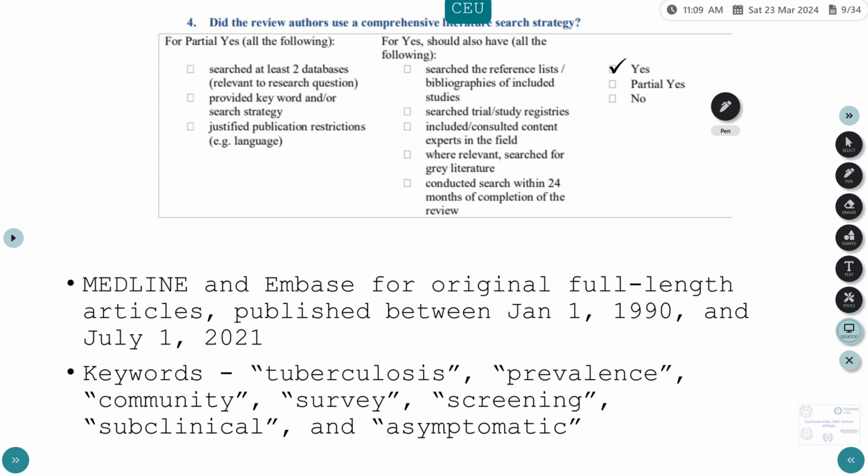Did the review authors use a comprehensive literature search strategy? So they should have searched at least 2 databases. In our study, they had searched Medline and Embase for original full-length articles published between 1990 and 2021. So the keywords they used were tuberculosis, prevalence, community survey, screening, subclinical and asymptomatic.